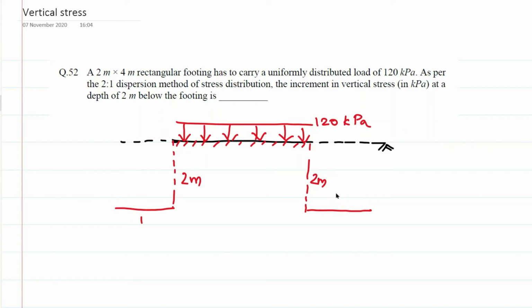So after 2 meter it follows a 2:1 distribution. So this is how your load might have spread, and it will be acting throughout this area. So suppose if you consider this as the 4 meter side, because 2 by 4 meter. So if this is the 4 meter side, so here it will be 4 meter. So here it is again 4 meter, and here 1 meter and 1 meter. So totally 6 meter. So this is on the 4 meter side.